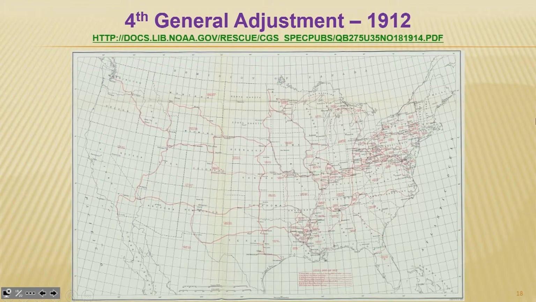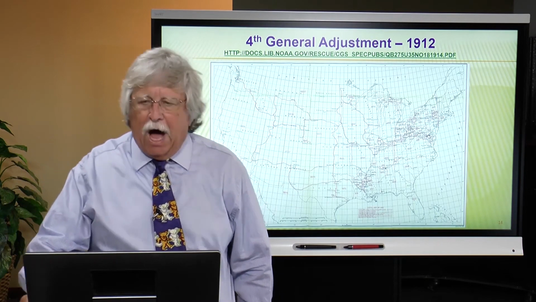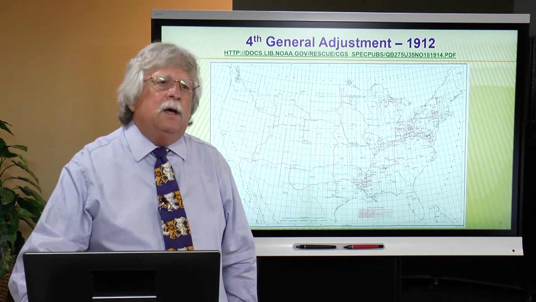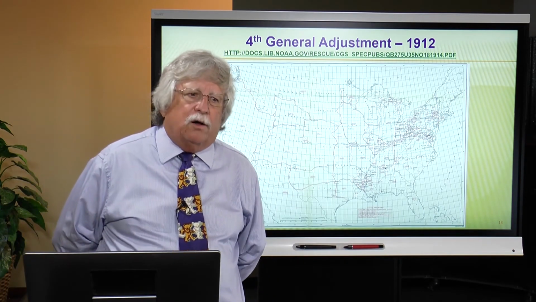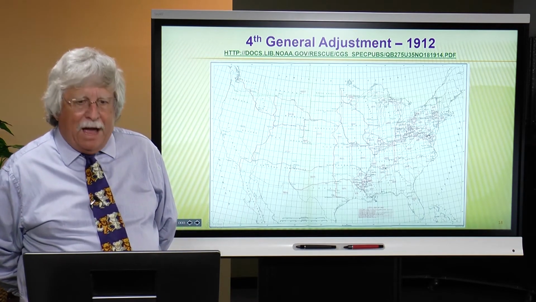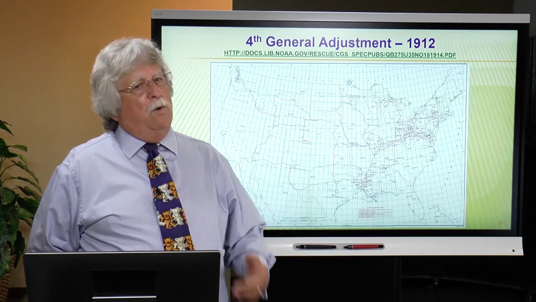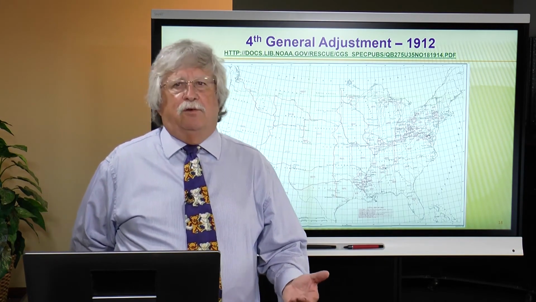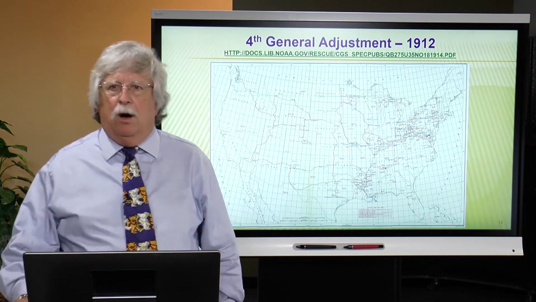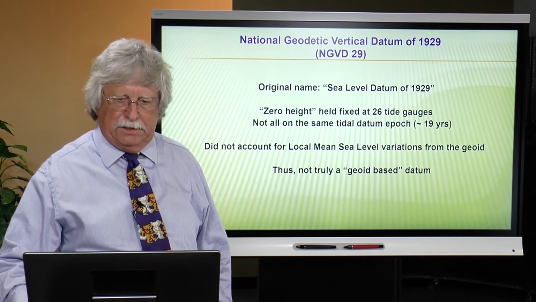So each one of these has their own adjustment, their own particular publication. And you will not find the heights for these marks on an NGS data sheet. Right? So if you have a benchmark that was part of, or you believe was part of, one of those older adjustments, those heights do not appear on the data sheet. You will have to go search them down from these publications.